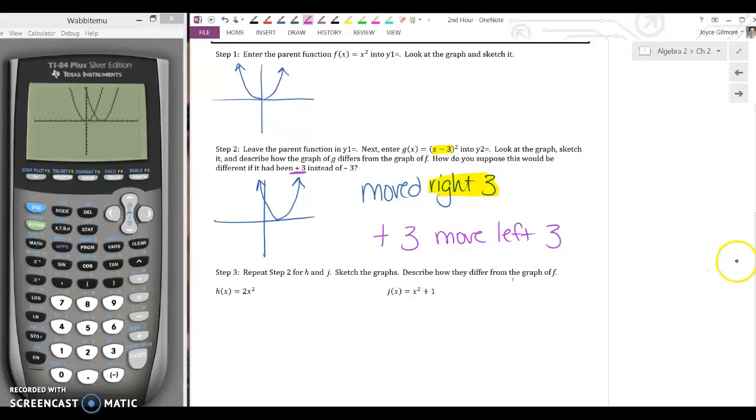All right. On your own, I would like you to try step 3. Delete out y2 equals and replace it with the h function. Sketch it, talk about how it's different, and then delete that out and put in the j function and then talk about how that's different. So do the rest of that on your own.